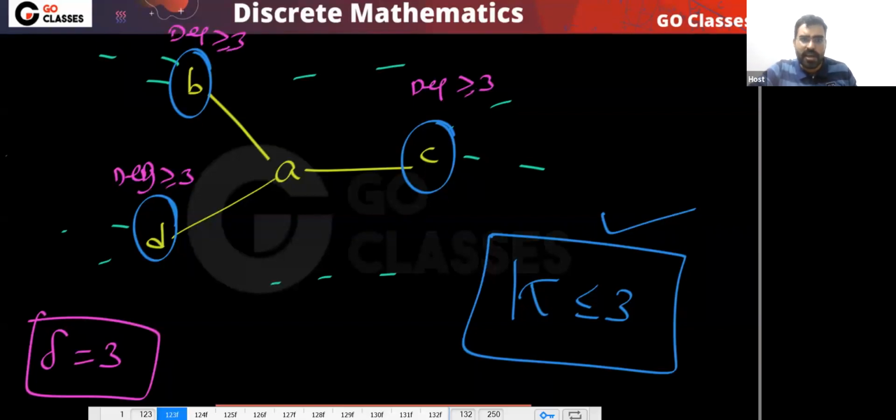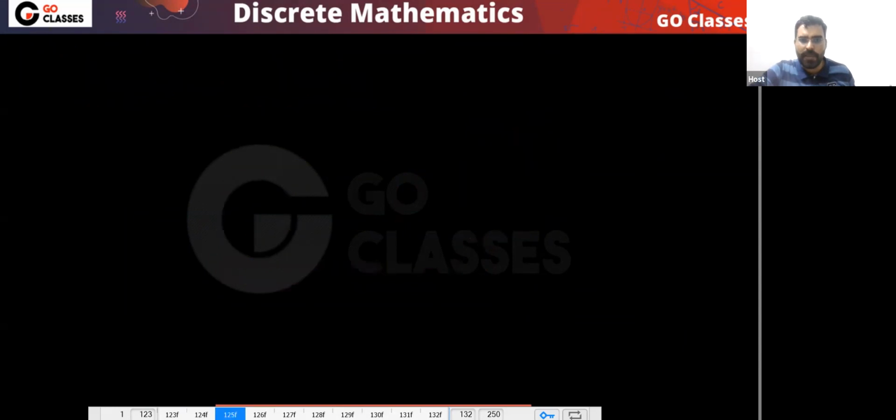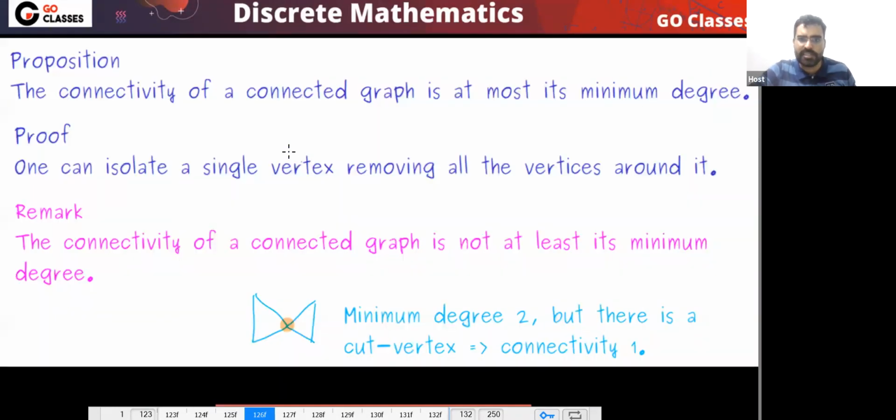So finally, I can say that if you remove these vertices, this graph will definitely disconnect. So kappa is less than or equal to 3. This is the final result: if your graph is connected with minimum degree delta, then kappa is less than or equal to the minimum degree. The connectivity number of a connected graph is at most its minimum degree.